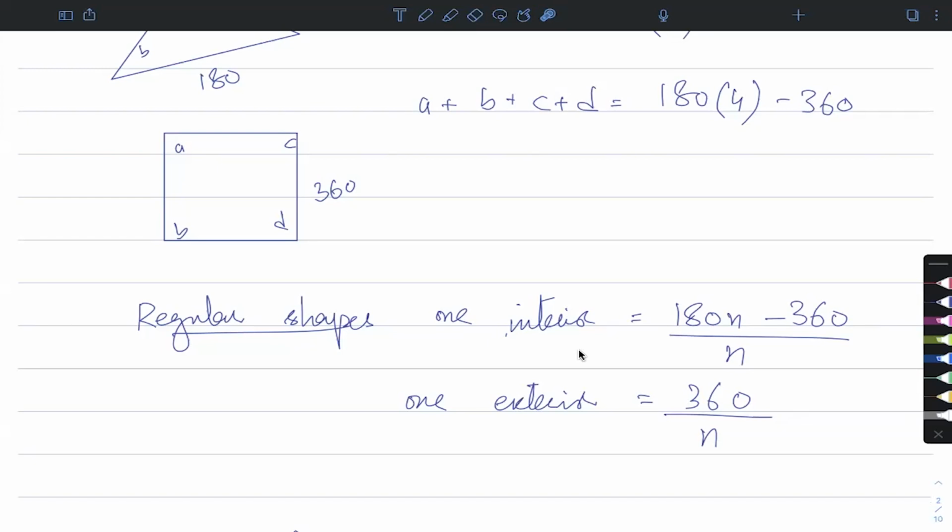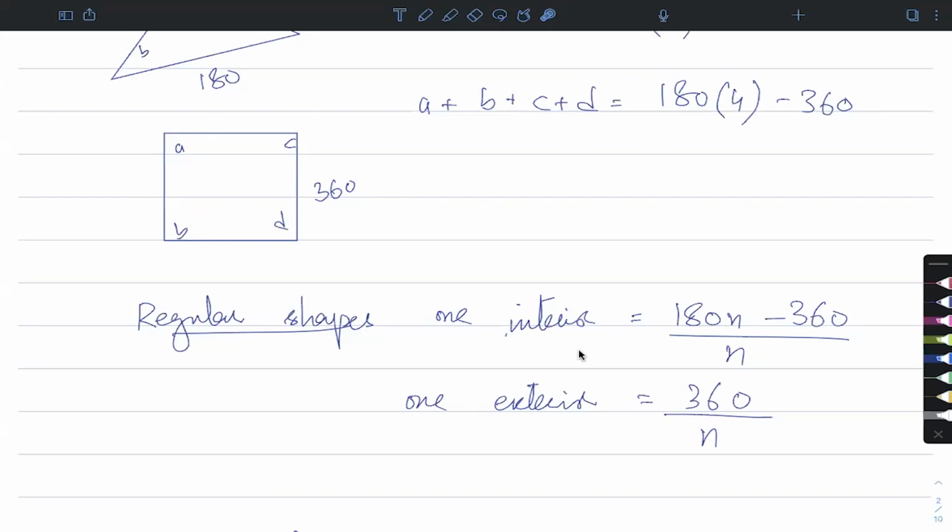So if the sum is 180 for a triangle, in a regular triangle, which is equilateral, one angle will be 180 over 3, that is 60. In a regular quadrilateral, it will be 360, the interior, divided by 4, which is 90. That's a square. In a regular pentagon, it will be 540 divided by 5, which is 108.